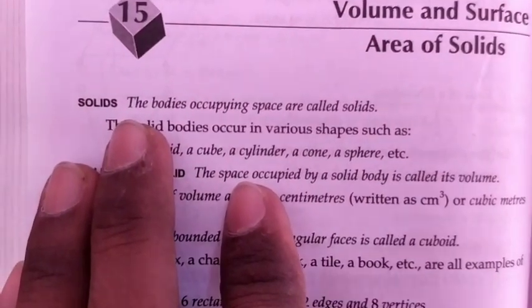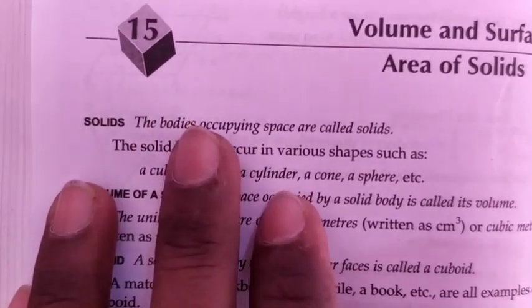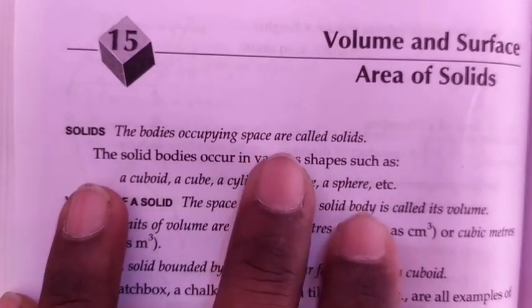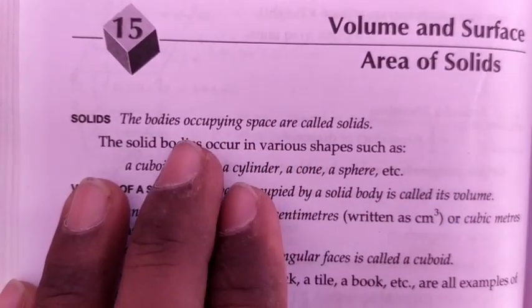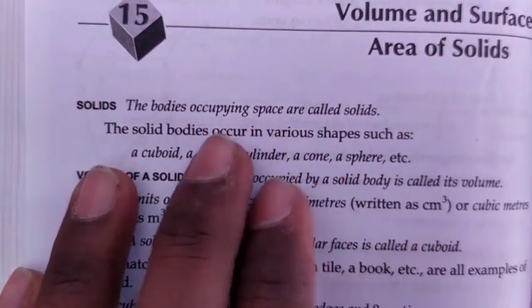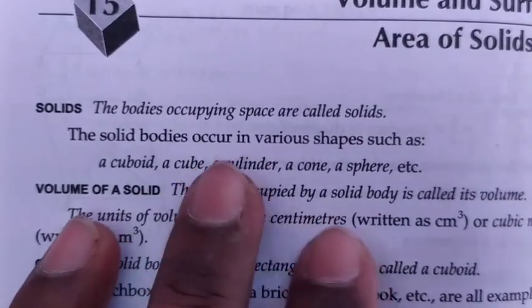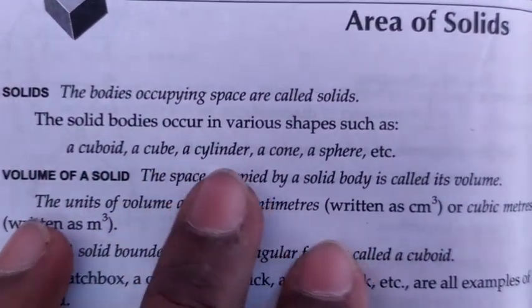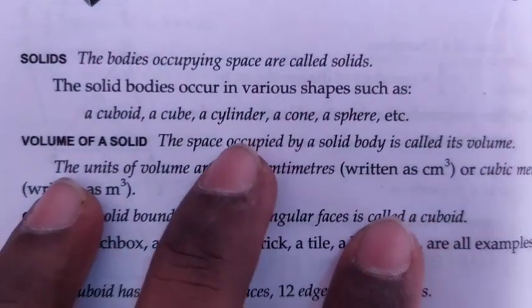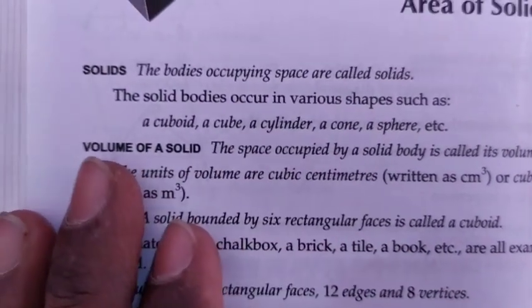Okay. In Hindi we call it ठोस. तो ठोस क्या होते हैं? So the bodies occupying space are called solid. Okay, means to say which occupy space are known as solids. So solid occurs in various shapes such as cuboid, cube, cylinder, cone, or a sphere. Yeah, you are familiar with these all terms.